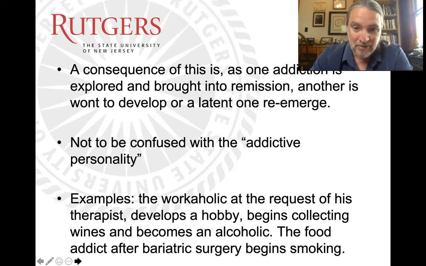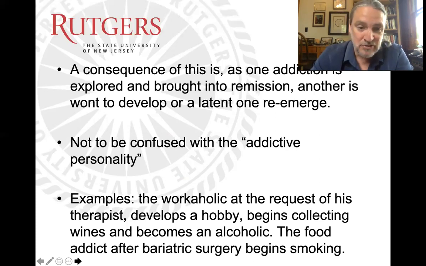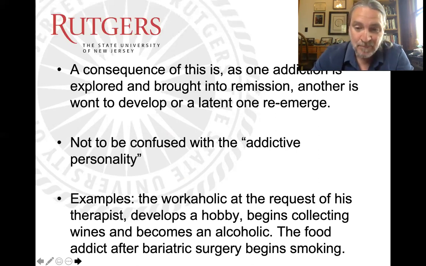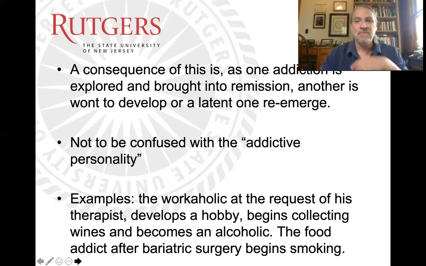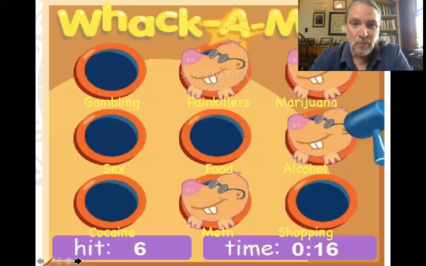So the example, and this is a real example, is a person who's working over 80 hours a week. His blood pressure is going up. He's very stressed. So his therapist told him to get a hobby. So he decided he liked wine. So he started collecting wines, and started collecting wines rather compulsively, by the way, which was also interesting. And then later on, of course, developed alcoholism. So his respite became his next addiction. And then the other example, the person who is a food addict, became morbidly obese, has bariatric surgery, becomes thin, and then begins smoking because that addictive energy has to go somewhere.